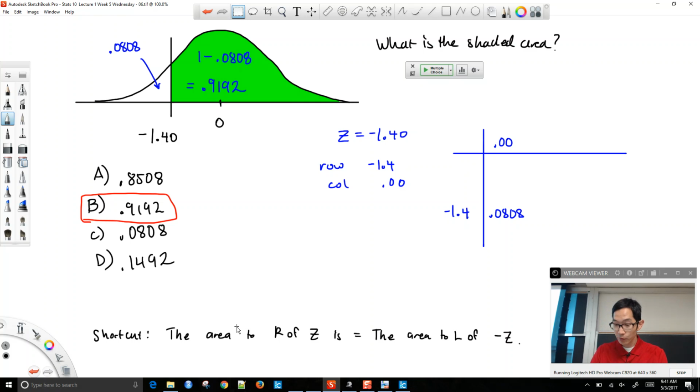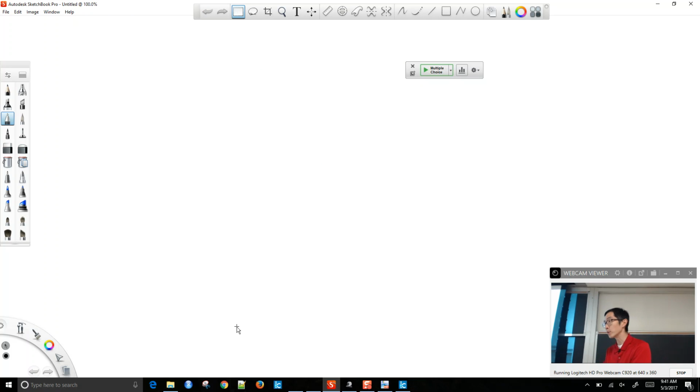Okay, so we've been dealing with the standard normal, and I said this can be used for questions such as what proportion. So if we go back to U.S.